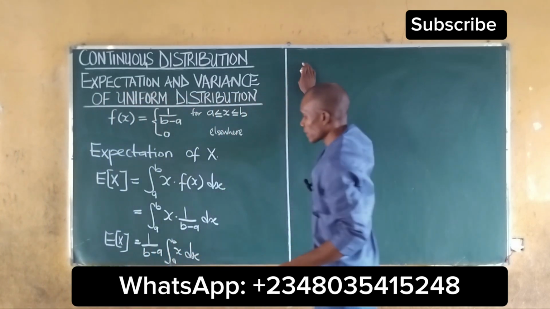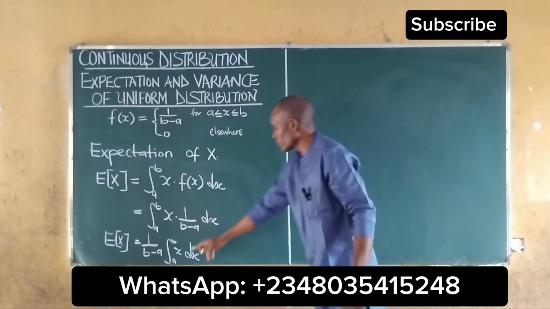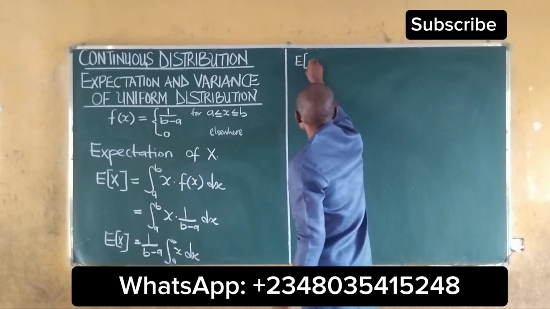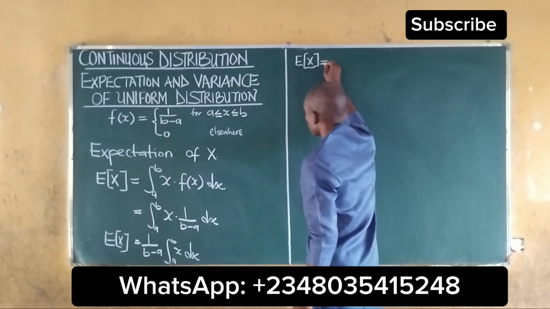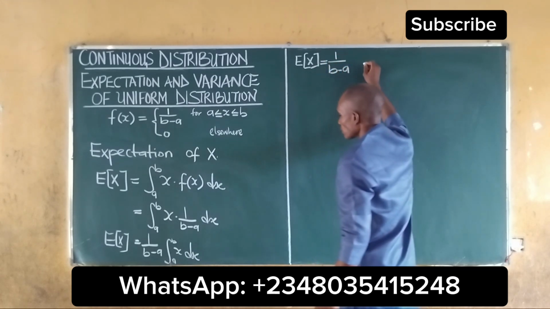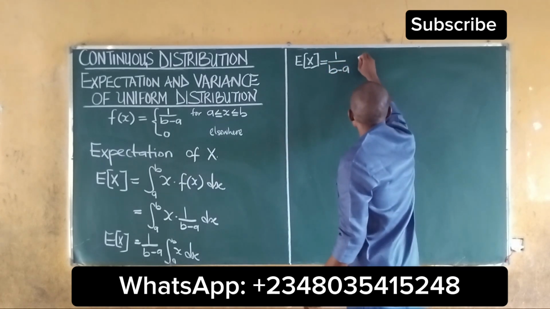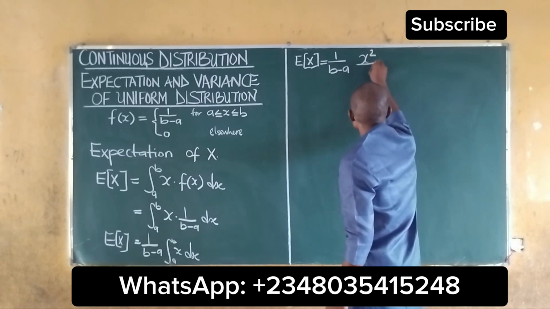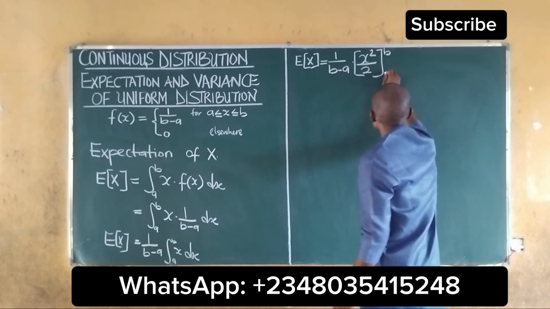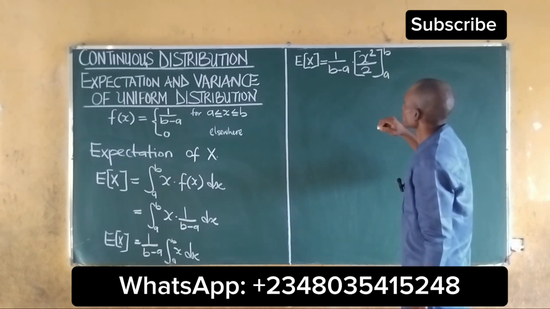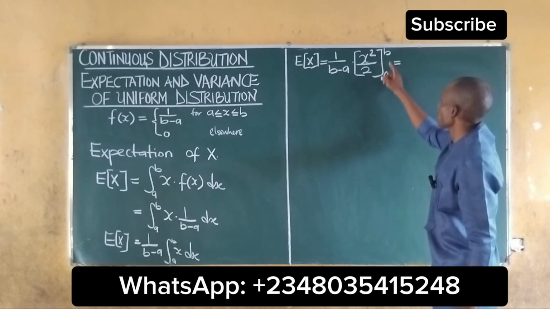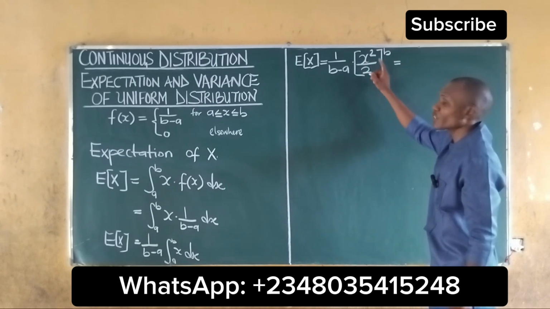If we come over to this side, the next thing to do is to integrate x. So we have as our expected value of x to be equal to 1 all over b minus a. If we integrate x, we get x squared all over 2. We now put the range, and this is equal to, anywhere we see x we put b, anywhere we see x again we put a.